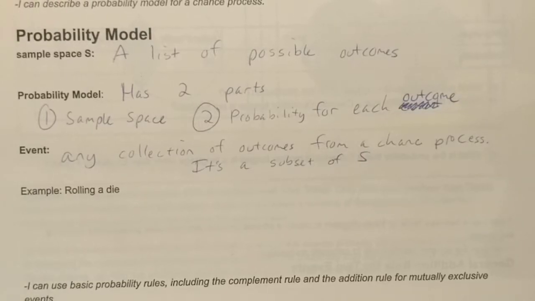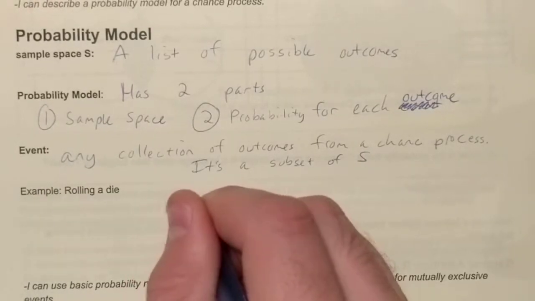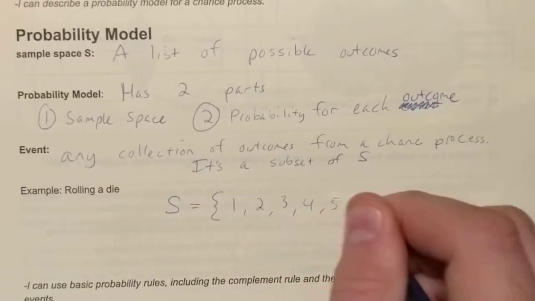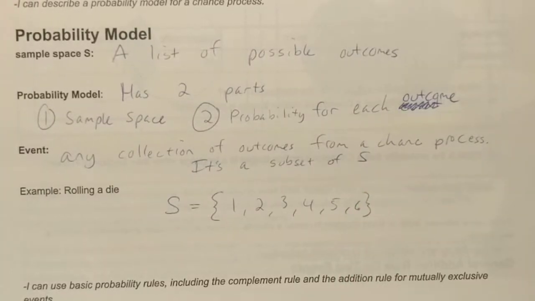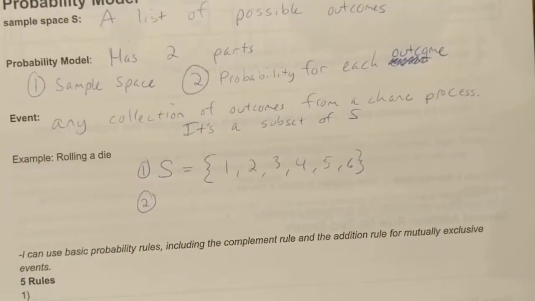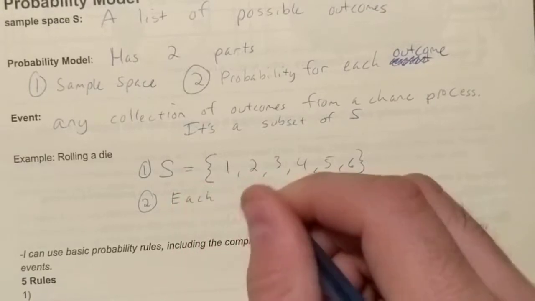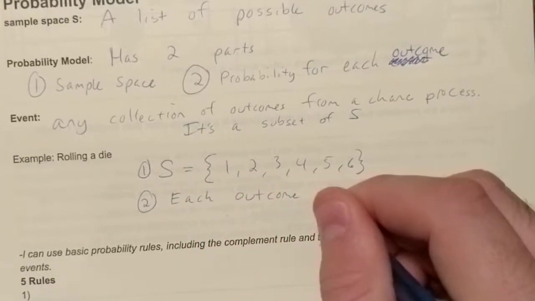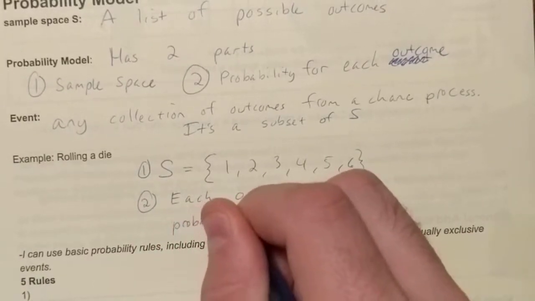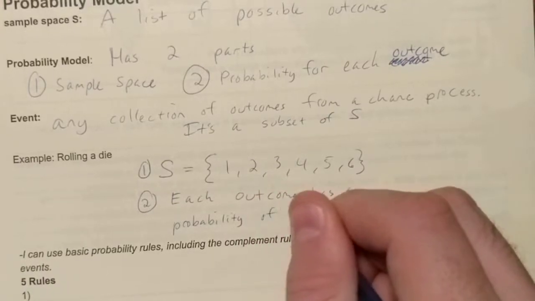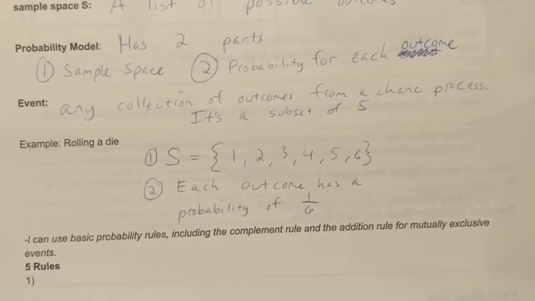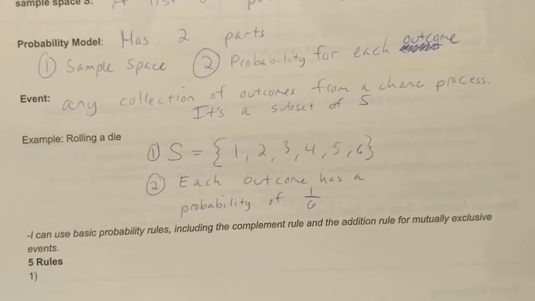So a probability model for rolling a die. Your sample space for rolling a die, you have 6 options, or 6 outcomes. And so that would be part 1. Part 2, the probability of each outcome. Every outcome is the same. They're all 1/6. So each outcome has a probability of 1/6. So those are 2 basic parts for your model. Mention the sample space, and then mention the outcome, or the probability for each outcome underneath.